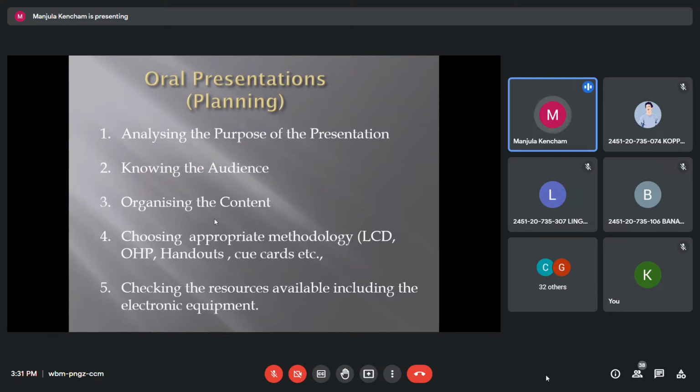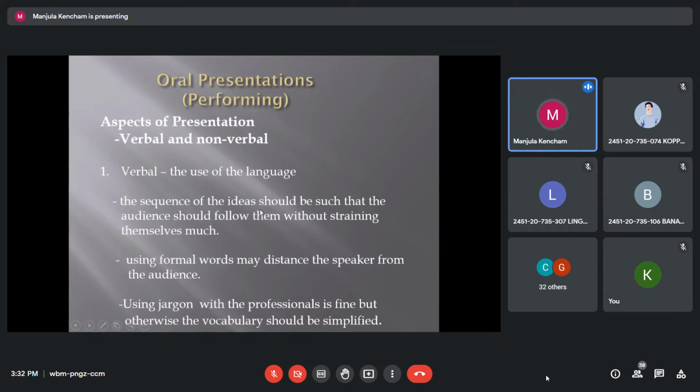So while important aspects of presentations, oral presentations include your planning part, the first and foremost, and the performing part. So, aspects of presentation, verbal and non-verbal. These are the two components of any kind of presentation. When I talk about the verbal aspect of presentation, I am to consider nothing else but language. What kind of language? How our ideas have to be organized?